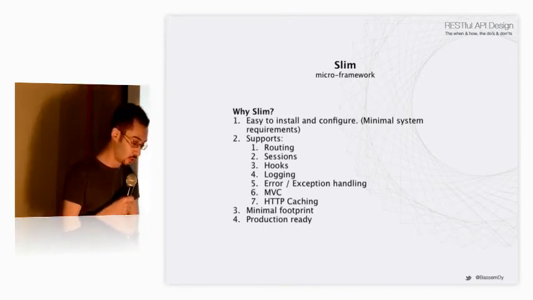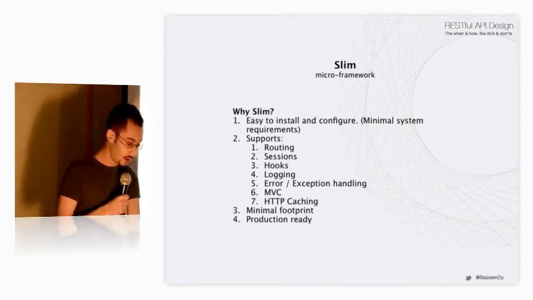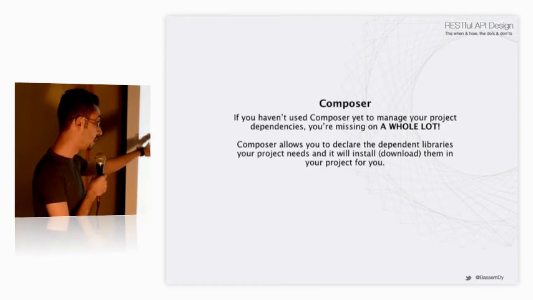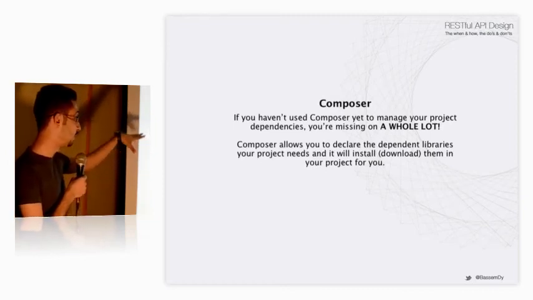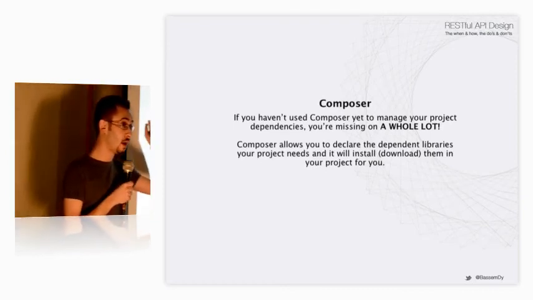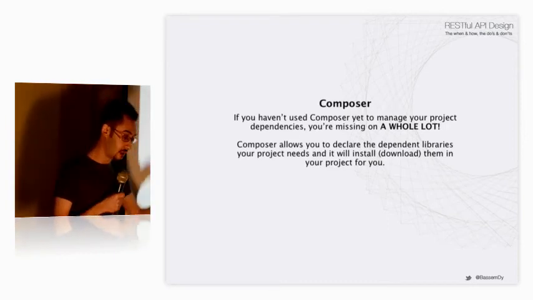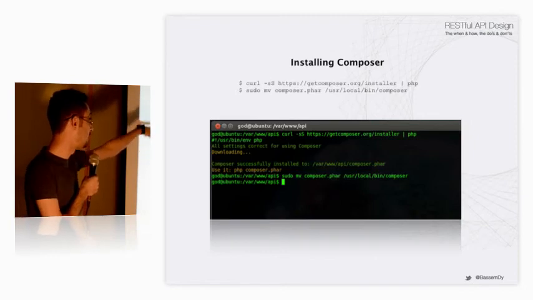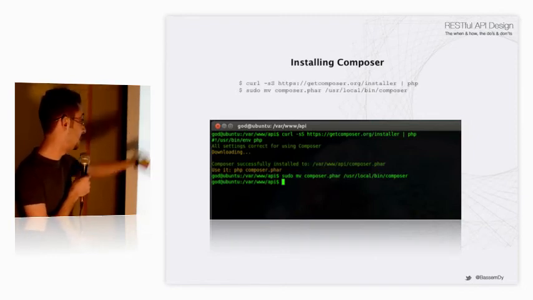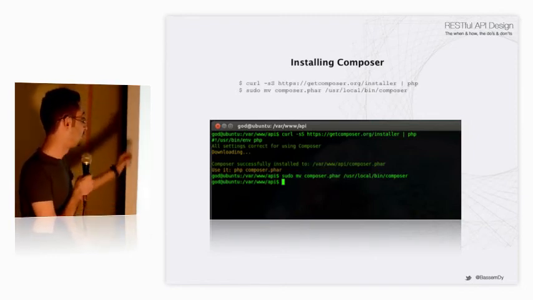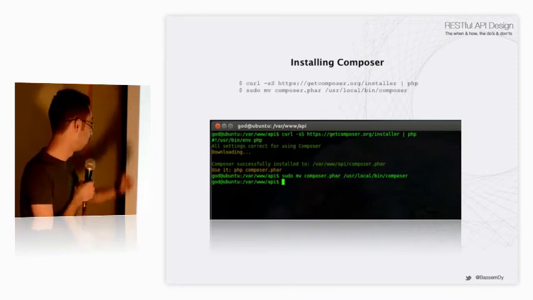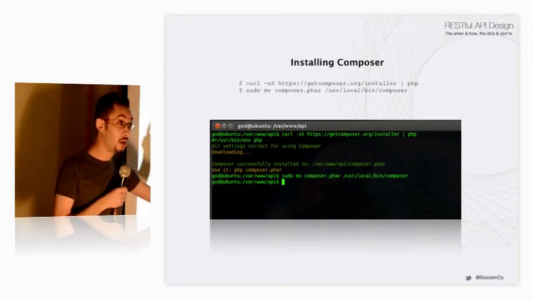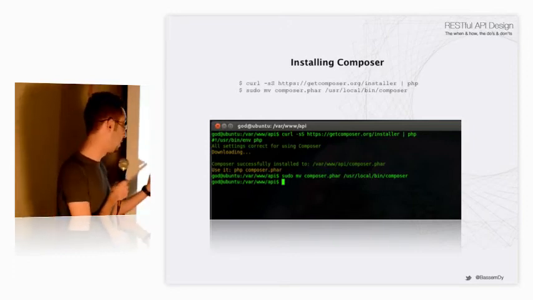Routing is extremely important so that you do not do it manually. Now, Composer, if you're not using Composer yet, you're missing a lot. Composer allows you to declare the dependency libraries for your project and installs them after you initialize your project. Basically, it downloads them for you. Here is how you download Composer. It's extremely simple on Linux. You just type in these 2 commands and you're good to go. We're not going to go through them. I'm going to post the presentation online for you to go through the details of everything.